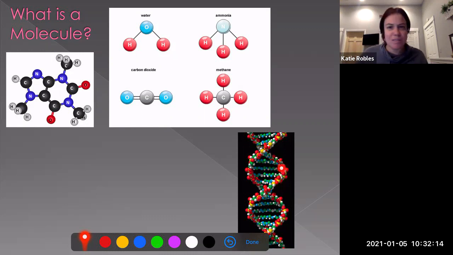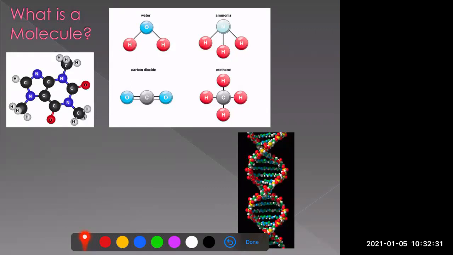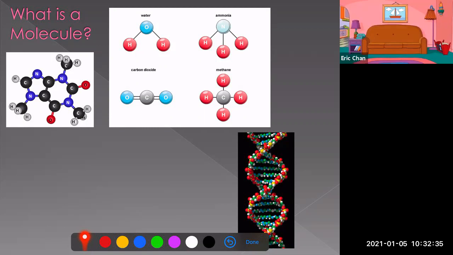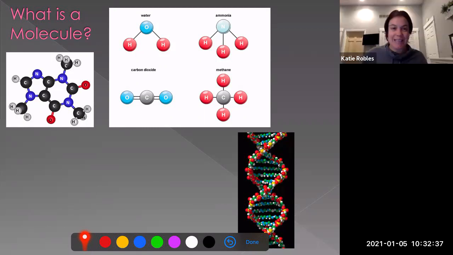And does anybody know what this molecule is? Pretty famous one. It's a double helix. DNA. DNA, yes, thank you. Wow, that was tricky. Yes, it's DNA.